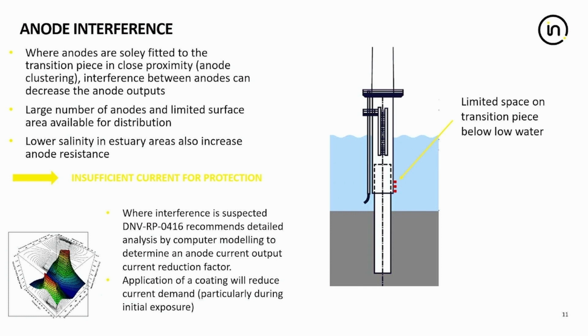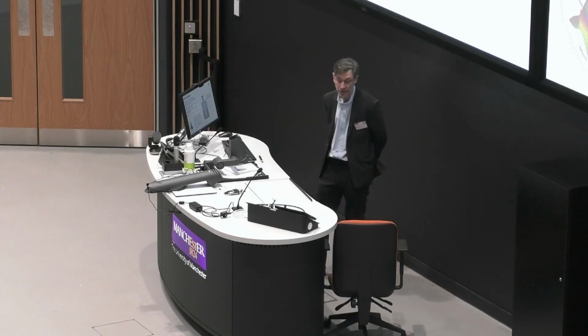One other aspect that affects the current output from galvanic anodes is the resistivity of the environment. Again, in coastal areas, the seawater may have some dilution from the rivers, the runoff from the estuaries, and so you've got lower salinity, which leads to a higher anode resistance and reduced current.